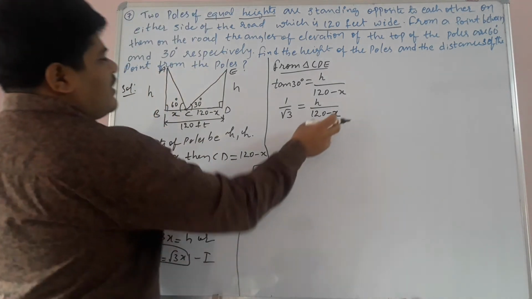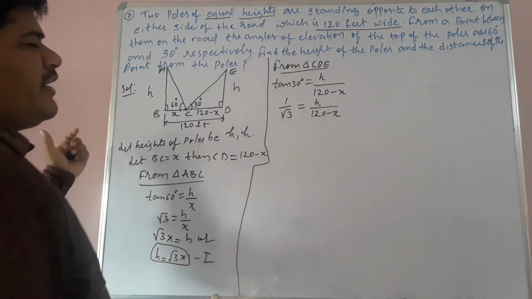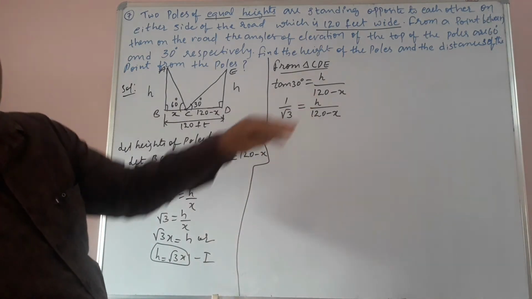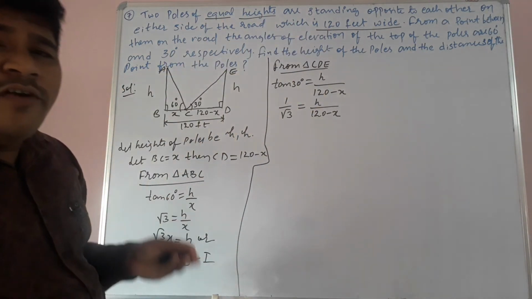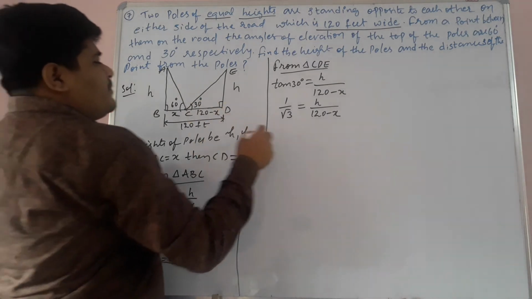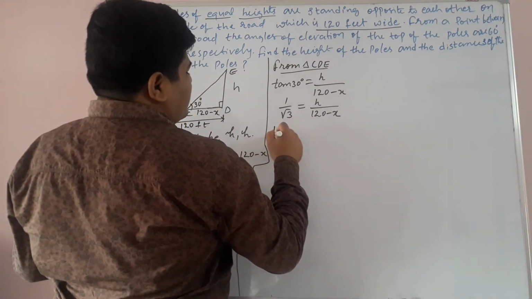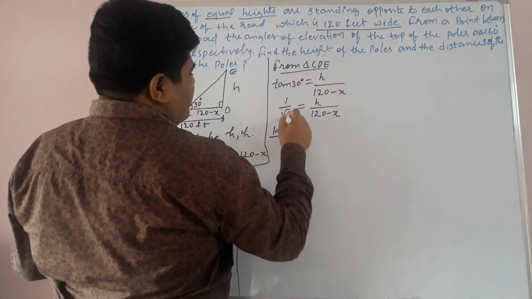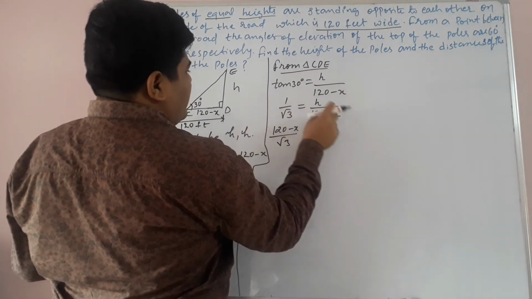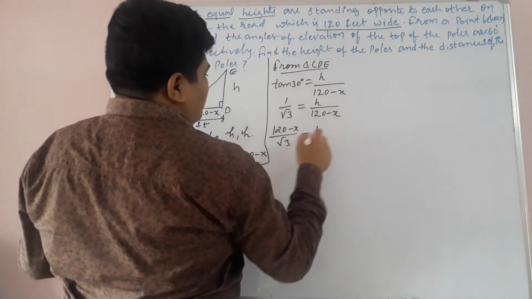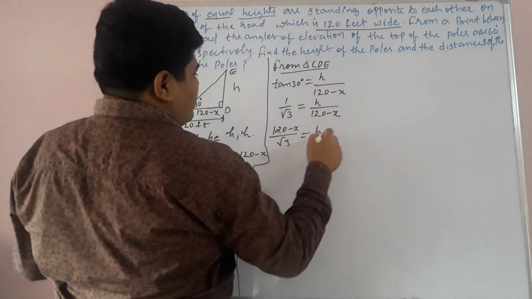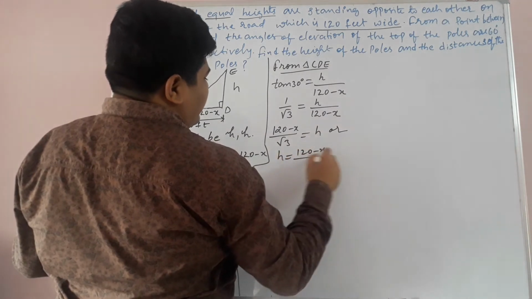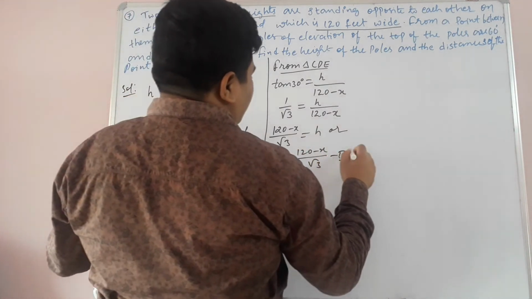So 1 over root 3 is equal to h over 120 minus x. Now children, transpose 120 minus x to the left hand side, because here the h value is there. If we find the h value, then we can equate the RHS so that we can find the value of x. So h is equal to 120 minus x by root 3. Take this as equation 2.